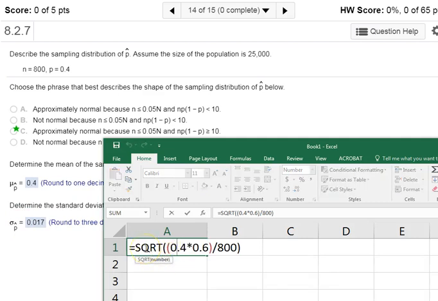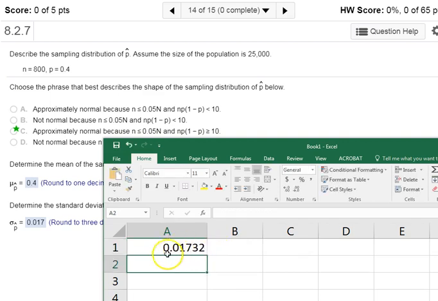You take the square root, and on top of the square root, you do the population proportion times 1 minus that value. So in this case, 0.4 times 0.6. And then divide that by the sample size. So do all those calculations and take the square root of that entire result, and that gives you the standard deviation for your sampling distribution.